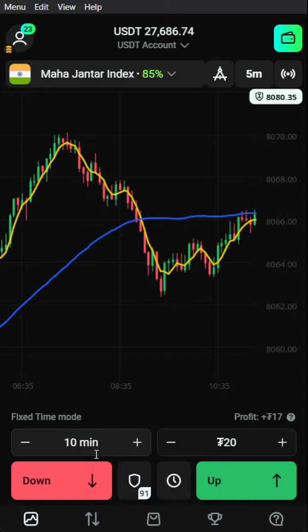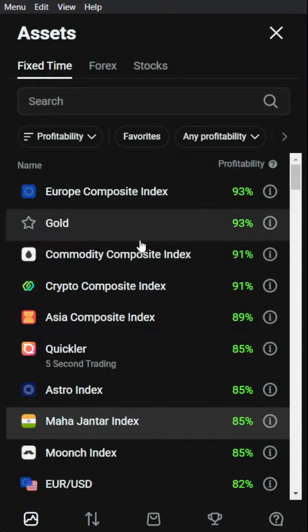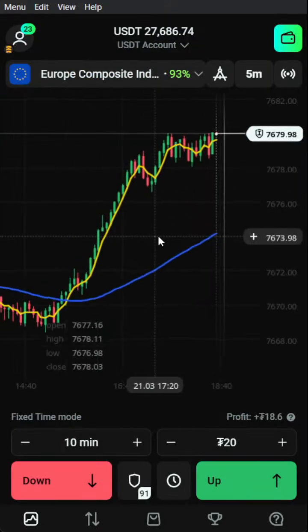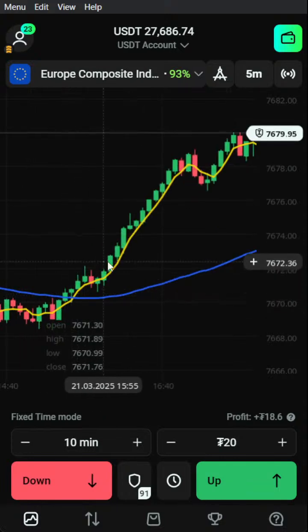Alrighty, so yes, this was a signal. Now we see here there is no signal, maybe some candles down the line. Let's check Euro composite. Let's check from the top if we are able to see some signal. So we missed a signal at this point.